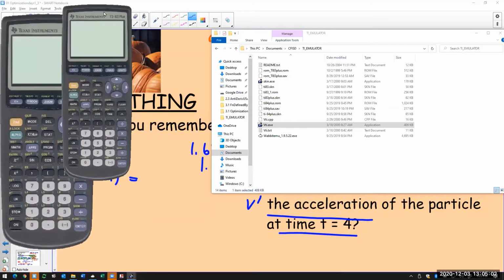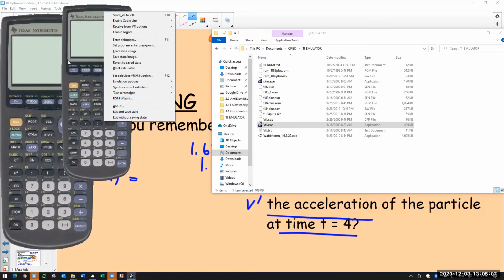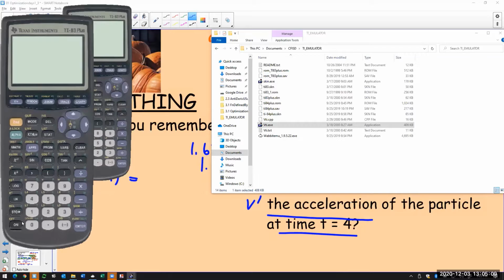Ooh, look, I have 2 of these. I don't know why I have 2 of these calculators. Okay, but let's go to the old calculator.